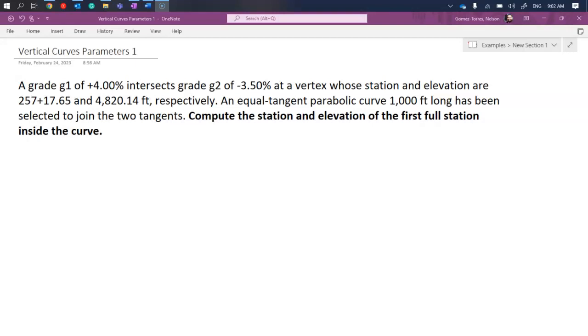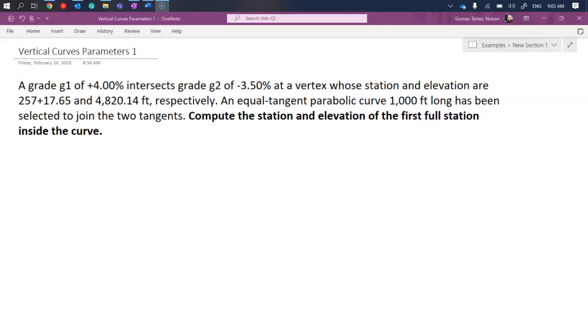Let me read that. A grade G1 of 4% intersects grade G2 of negative 0.50% at a vertex whose station and elevation are 257 plus 17.65 and 4,820.14 feet, respectively. An equal tangent parabolic curve of 1,000 feet long has been selected to join the two tangents. Compute the station and elevation of the first full station inside the curve.